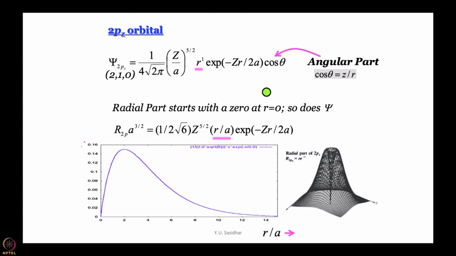Now we have to start worrying about the angular part. The angular part in case of the 2pz orbital is cos theta. If you remember the relationship between the Cartesian coordinates and spherical polar coordinates, you will recall that cos theta is equal to z by r. So I can simply write z by r here. The effect will be that the r in the denominator and this r are going to cancel each other, right. So what we are left with is something in z.